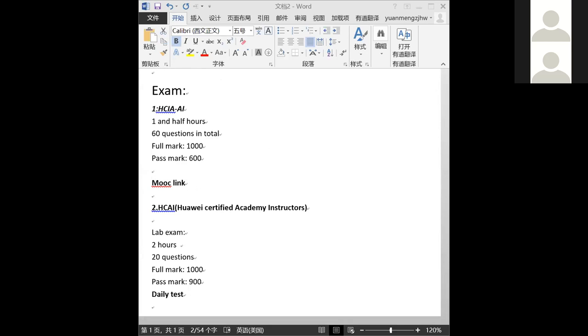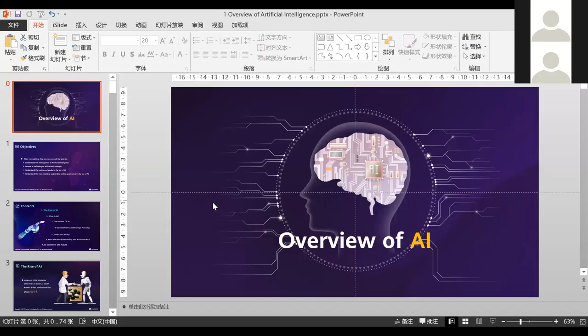If there is no question about these three exams, we will start the journey and talk about the first chapter of AI. That is the overview of AI.